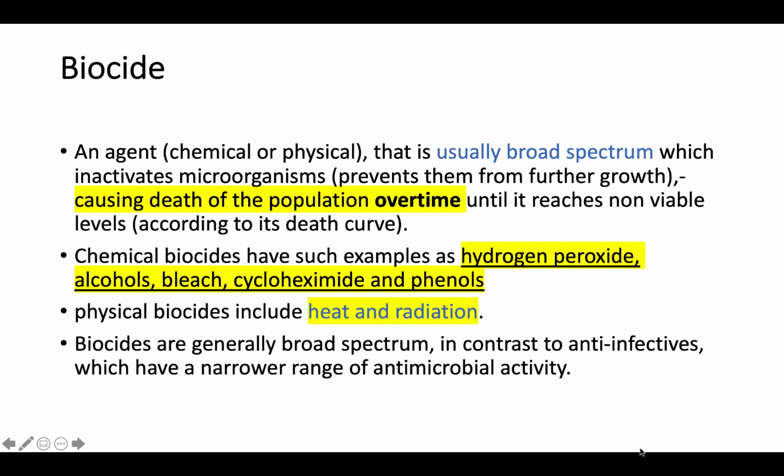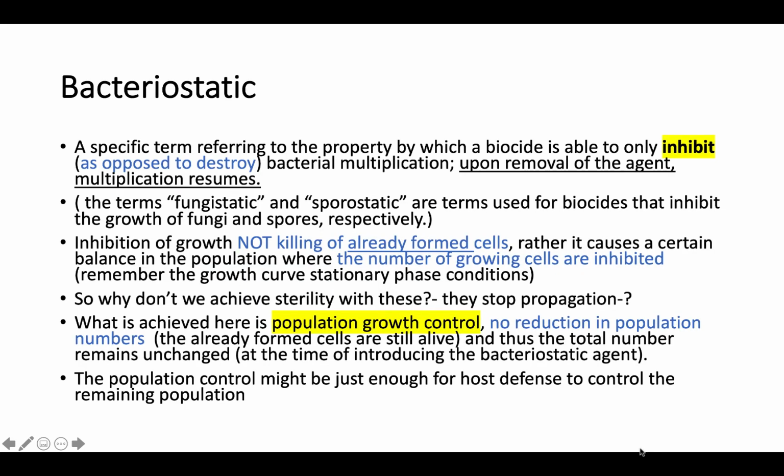A biocide is basically a material, chemical or physical, that has a broad spectrum and can destroy or inactivate many organisms in a population over time. For example, chemical biocides like hydrogen peroxide, alcohol, bleach, cyclohexamide, phenols. Physical ones, for example heat, radiation, pH. These are all biocides. These are the agents that you are using to disinfect or sterilize.